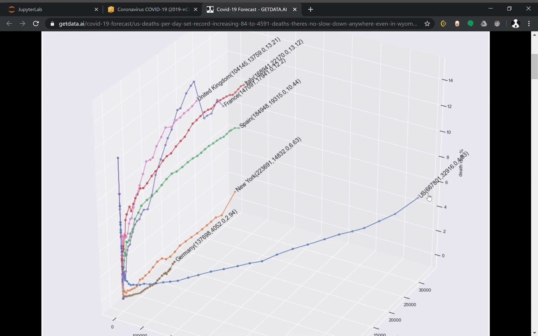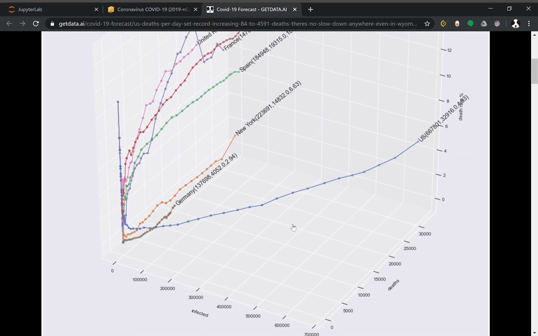At the time of this writing, the infections are 666,801, staggering. The second number is deaths, so there's 32,916 deaths. Third number is percentage, and it's 4.93%, and that's the death rate. So the death rate is 4.93%.